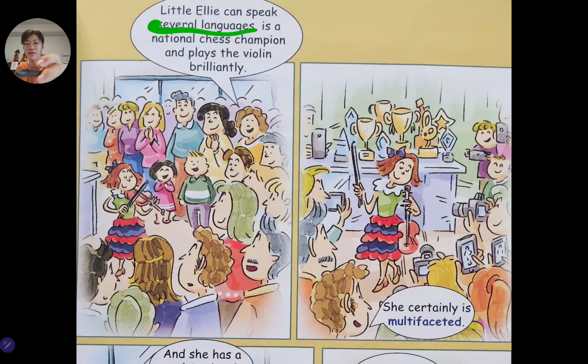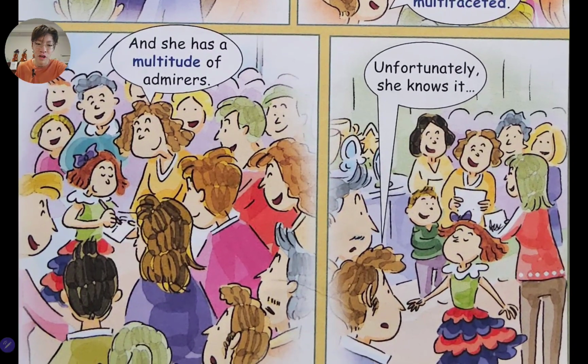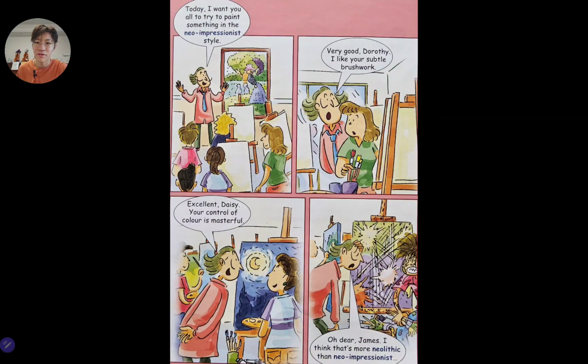Okay, I can do that. I'm not a national chess champion, but I am a national block style building champion. She certainly is multifaceted, and she has a multitude of admirers. Unfortunately, she knows it. Yeah, I don't know where she got this attitude from, but it's definitely not going to help her in real life. Then again, this is real life.